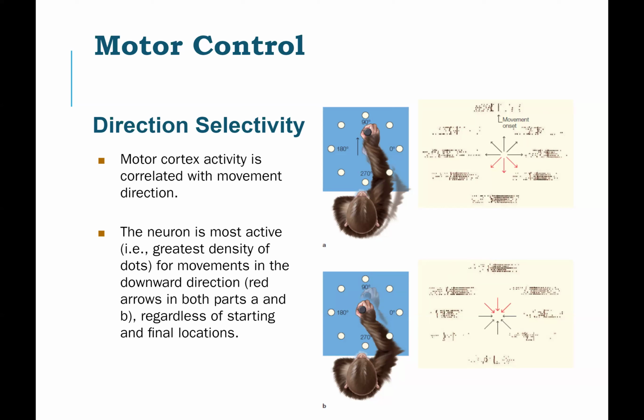When we were talking about visual cells and direction selectivity, as you asked, in this case too people have found some direction selectivity, but it's a different type. Back then, we were talking about the direction of visual information, like the orientation of the bar or the direction of movement of the bar. In this case, we're talking about the direction of action. The neuron is most active, with the greatest density of dots, meaning action potentials, for movement in the downward direction, the red arrows, regardless of its starting and final locations. Regardless of those two things, we see higher activation in the downward movement.